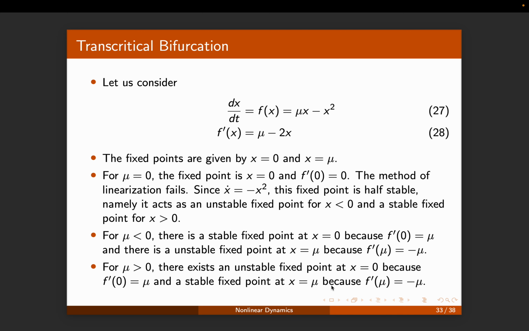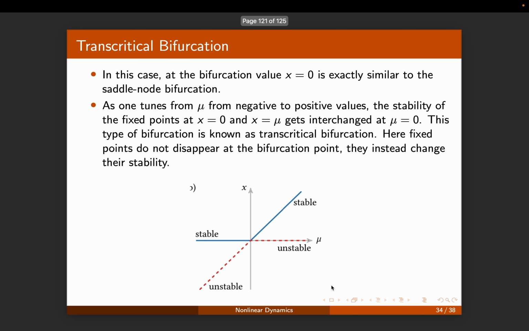So x equal to 0 is an unstable fixed point. For x equal to mu, f prime becomes minus mu. Since mu is greater than 0, f prime becomes negative. So x equal to mu is a stable fixed point.